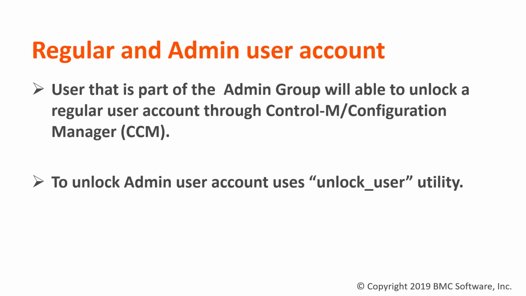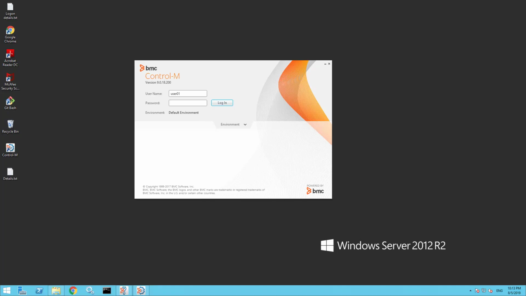This video will show you how to unlock a regular and admin user account. For a regular user account, it can be unlocked via CCM, whereas for the admin user account, it can be unlocked using the unlock_user utility. Next, we will demonstrate how to unlock a regular user account.